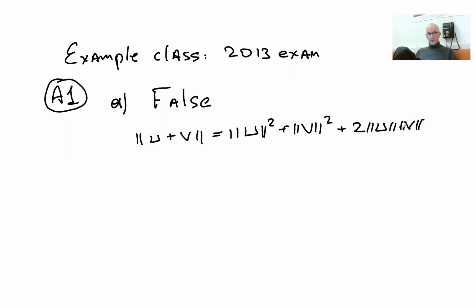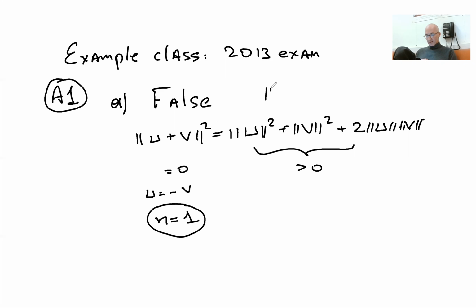Okay, good. So to find a counterexample, it's enough to find two vectors, for example, say that this is positive and this is 0. Yeah, for example, if we take u to be minus v, the left hand side is 0 and the right hand side is positive. Yeah, unless both u and v are 0. So the simplest counterexample is going to be n equal 1. Yeah, all these vectors live in n-dimensional space.